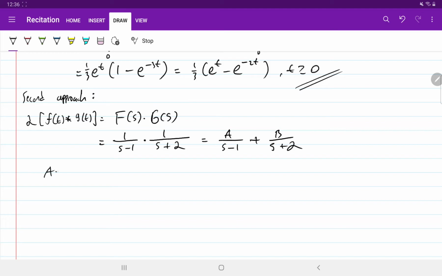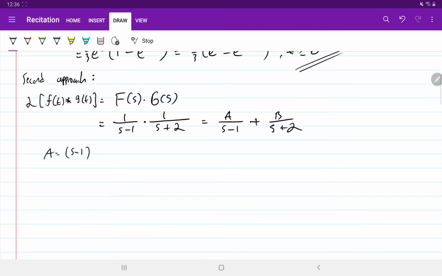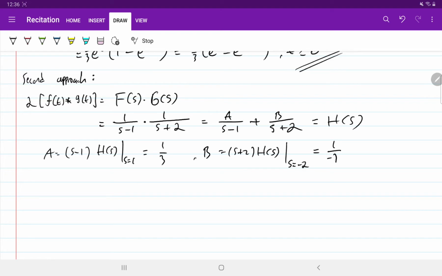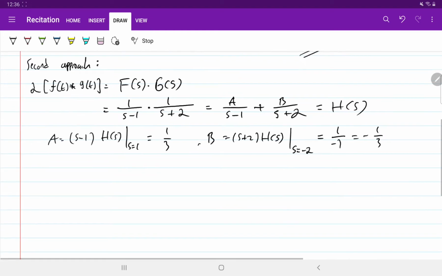Okay, what is a? A is s minus 1 times the function. Say this is H(s). Okay, (s - 1) H(s) at s equal to 1, so it's 1/3. And then b is (s + 2) H(s) when s is minus 2. Okay, if s is minus 2, then we get b to be equal to 1 over minus 3, or minus 1/3.